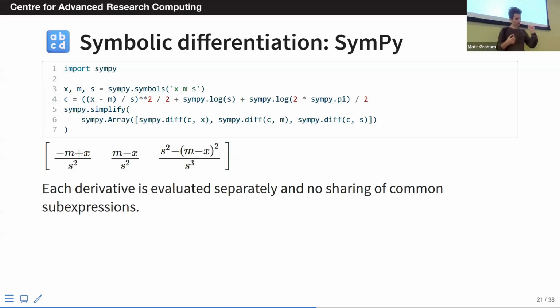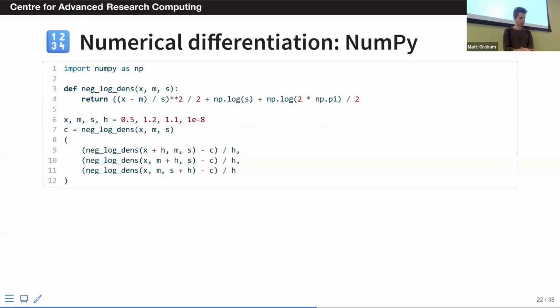So here we're having to evaluate each derivative separately, and there's no sharing of common sub-expressions. We can see even in this really simple example, there's a lot of shared structure between those derivatives. There's this common x minus m difference term, and this quadratic term in s. But if we were to translate this to Python code, which sympy has support for, unless we were doing some sort of common sub-expression elimination here, we would basically for each derivative be separately computing that difference term and that quadratic term, which is partly what underlies the inefficiency of using symbolic differentiation for these sorts of tasks.